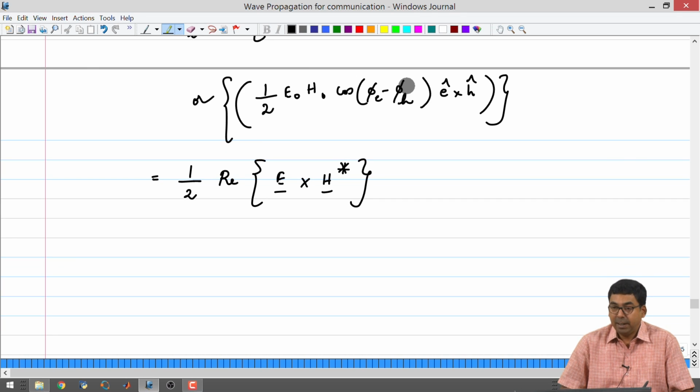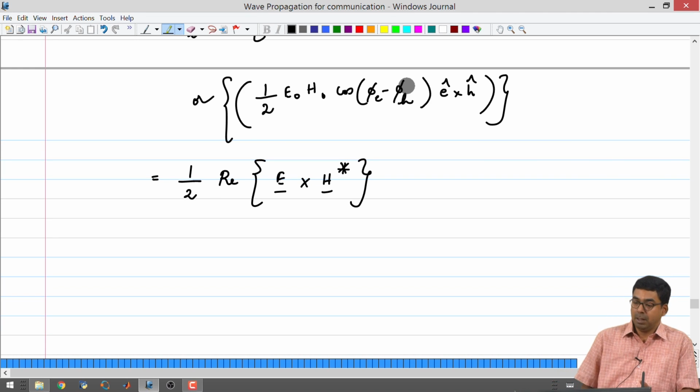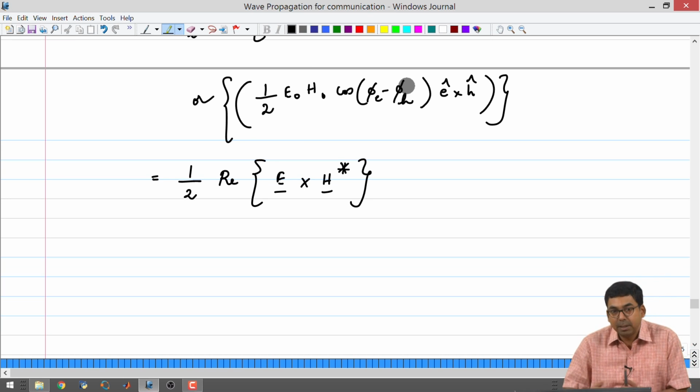If your electric field and magnetic field are in quadrature phase, which means 1/4 of your wavelength, so it is pi by 2, then you may not get any power transfer at all. It is very similar to the case where you have passive components in electric circuits, which are L and C.